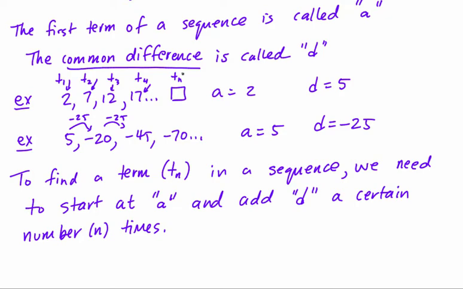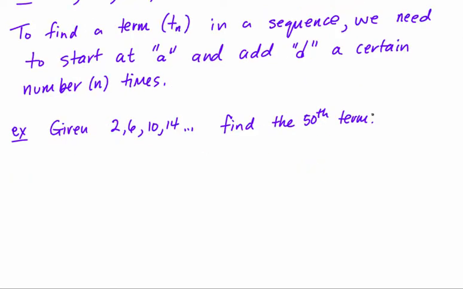Let's take a look at another sequence and try to solve one of these problems. Given the sequence 2, 6, 10, 14, and onwards, let's see if we can figure out what the 50th term is. You can start by saying T1, or we call it A, is this one, and then you've got T2 and T3, and that's T4. You could list out all the way to the 50th term, but it's going to take you a long time. So there's got to be a quicker way.